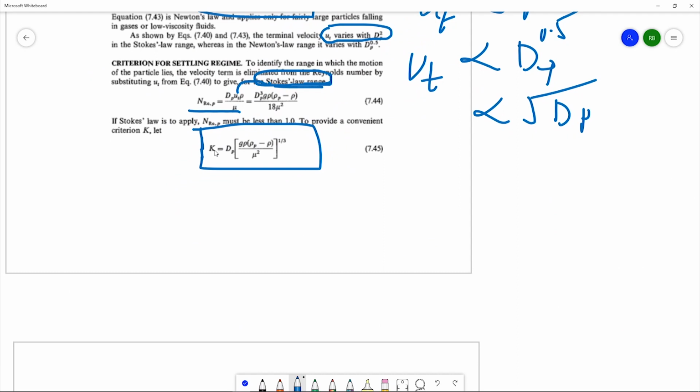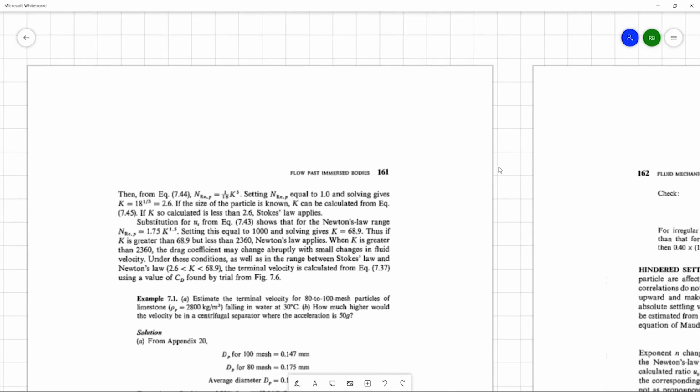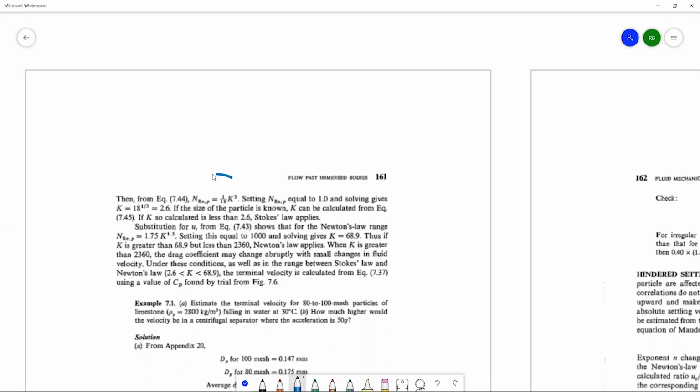Now, to calculate the value of K, the Reynolds number is 1. The higher maximum value of Reynolds number for Stokes flow is 1. So how do we calculate the value of K? If K is defined like this, what will be the relation of K with the Reynolds number? If you put that here, you get the relation between Reynolds number and the K value for the Stokes regime.